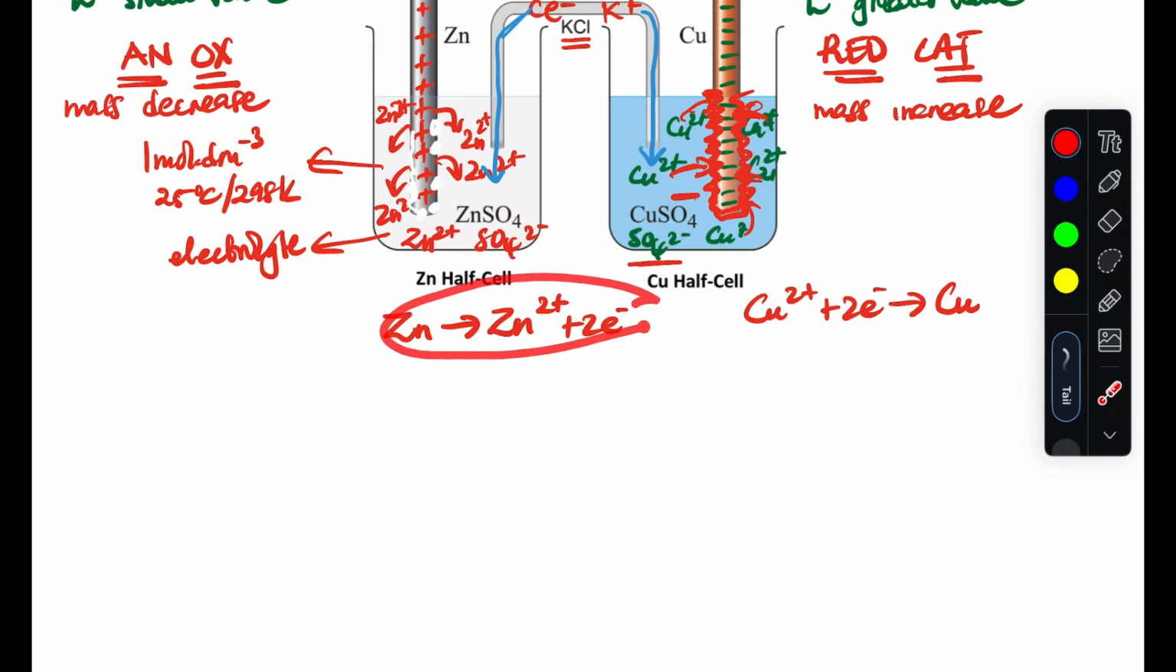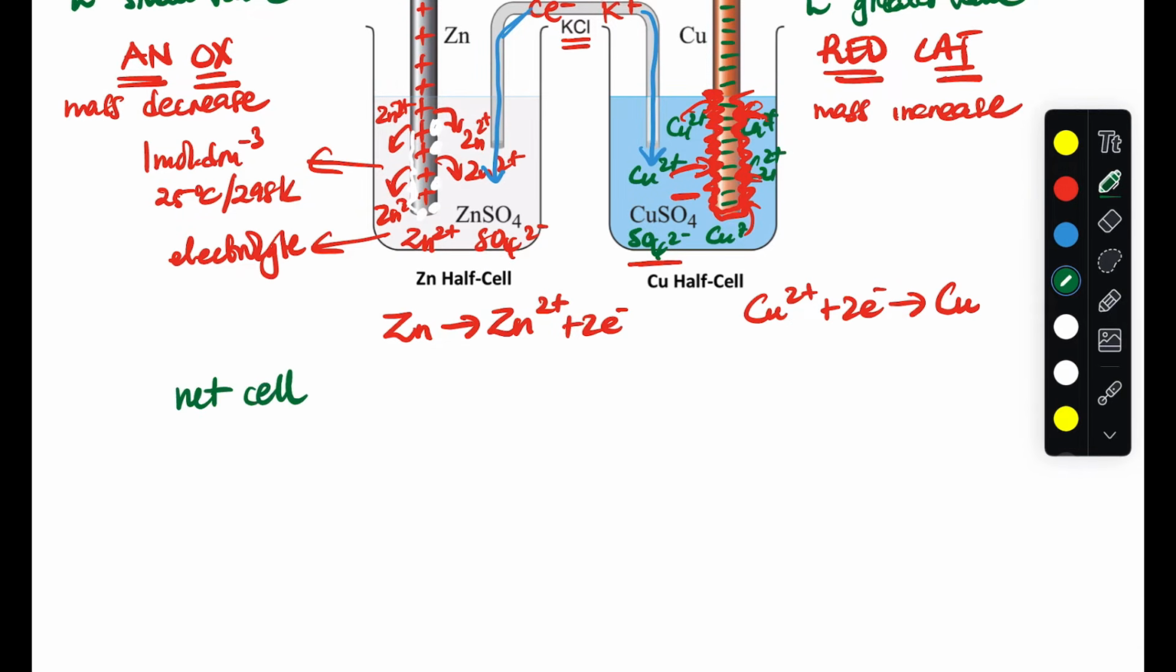In these two half cells, guys, we can write what we call the net cell, which is balancing. If you look at the electrons, there are two electrons that the copper is going to receive and two electrons that the zinc is losing. So when you write the net cell, you start with the reactants. In the reactants, you have the zinc and the copper ions. So I'll say Zn plus Cu2+, and then an arrow.